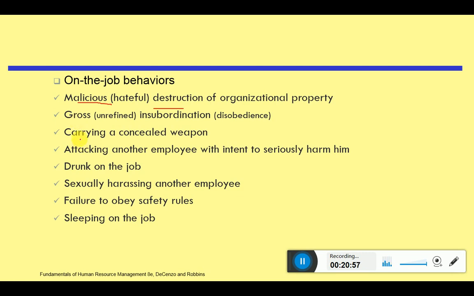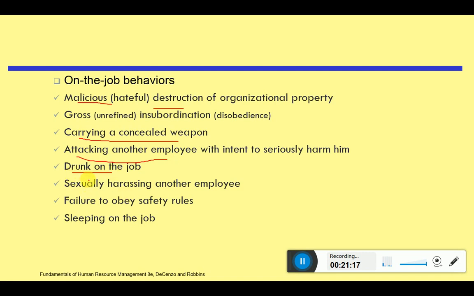Simply carrying a concealed weapon, like for example a pistol. Attacking another employee with intent to seriously harm him. Drunk on the job.